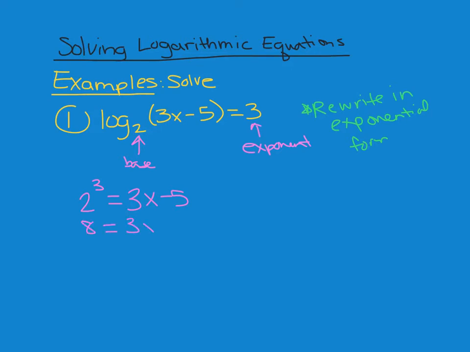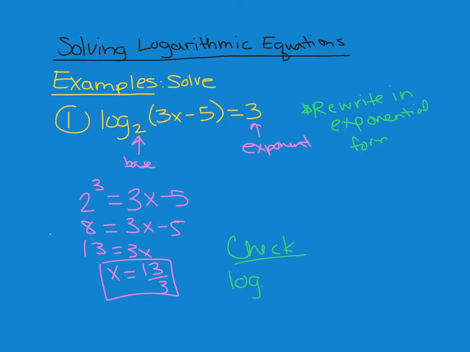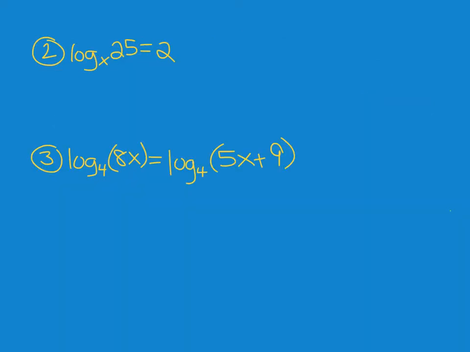We know that 2 to the third is equal to 8. If we add 5, we get 13. My final answer is x equals 13 over 3. It is important when you're working with logarithms that you make sure that you check your answer, because you will have occasions where you get an answer and it doesn't actually work out. So let's check this. We get log base 2 of 3 times 13 over 3 minus 5 is equal to 3. That gives us log base 2 of 13 minus 5, which is 8, is equal to 3. This one checks out, so we're good on that one.